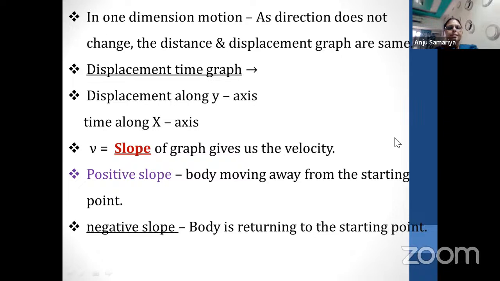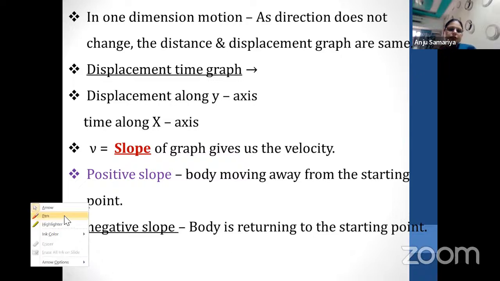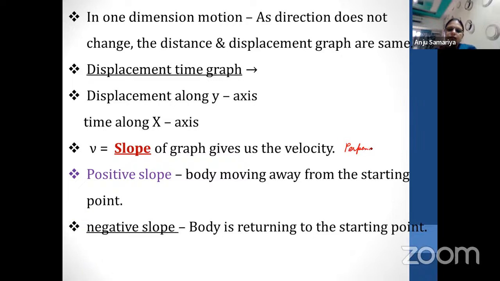When we say displacement time graph, what does it mean? The displacement is taken along the y-axis and the time is taken along the x-axis. And how do we get the slope of the graph? The slope is given by perpendicular upon the base. The slope of the graph gives us the velocity.